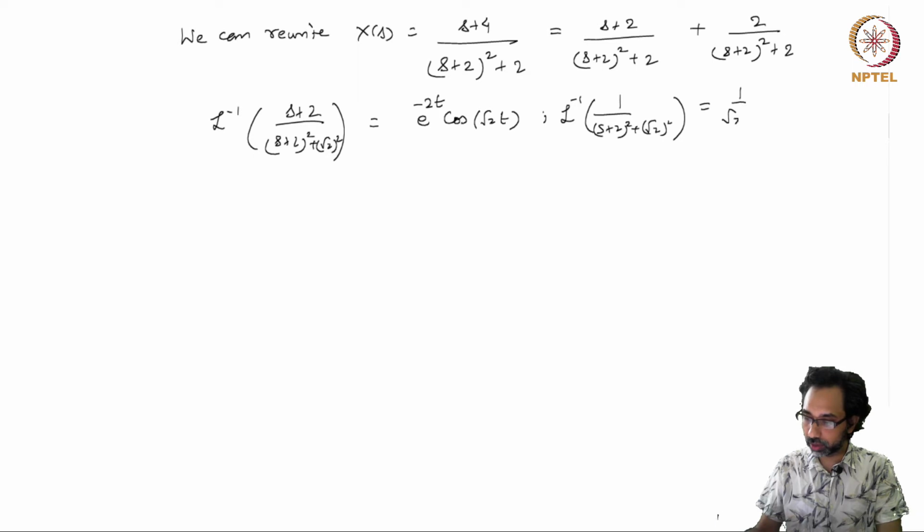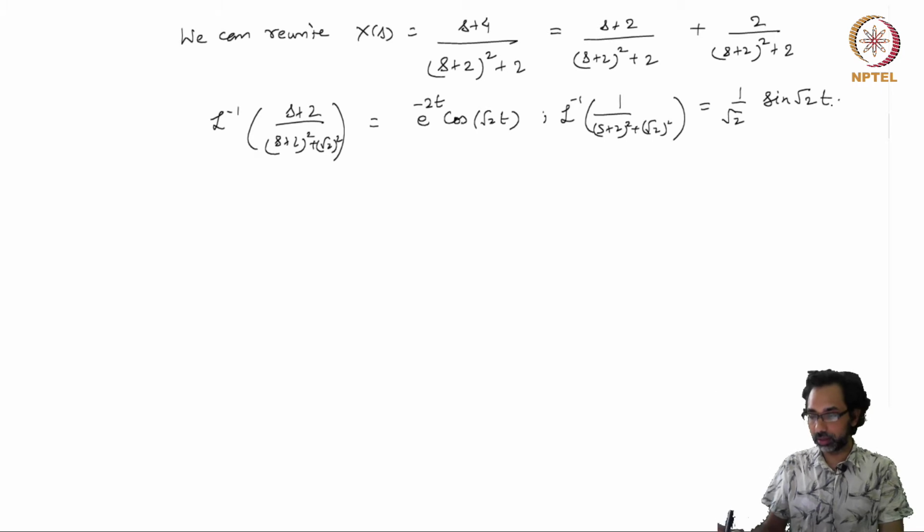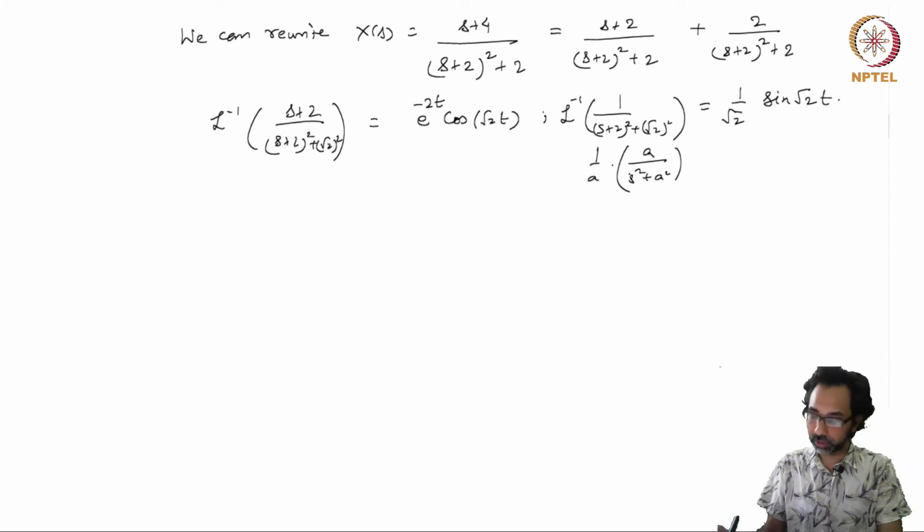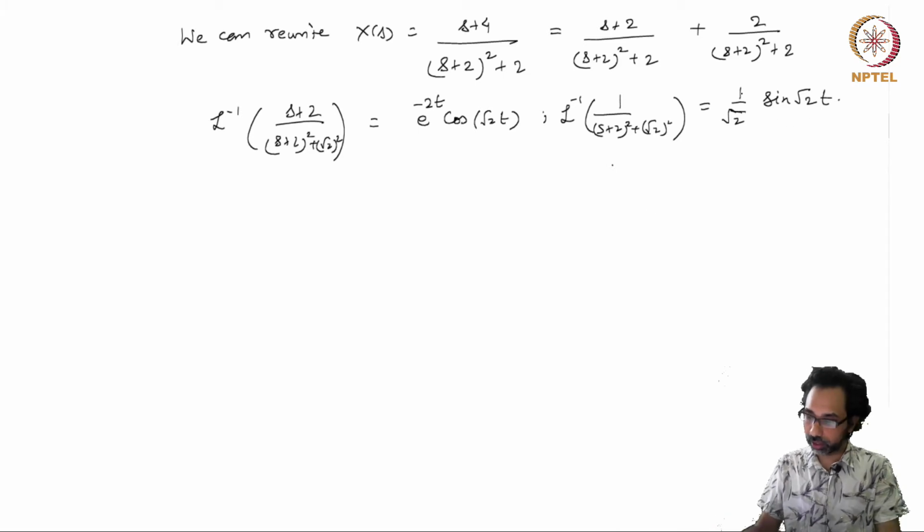1 over square root of 2 sine of square root 2 t, because this is of the form 1 over a times a over s square plus a square, and the inversion for this part is simply the sine function. So we get 1 over square root 2 sine of square root 2 t, but again there is a shift e to the power minus 2t because there is a plus 2 here.